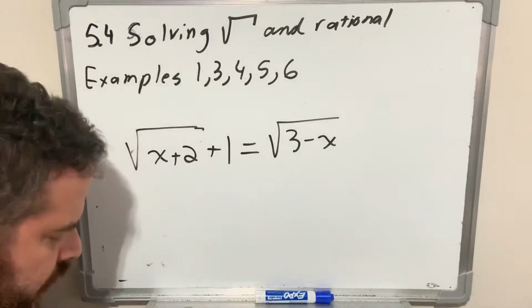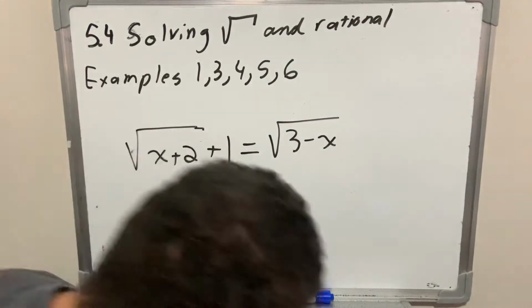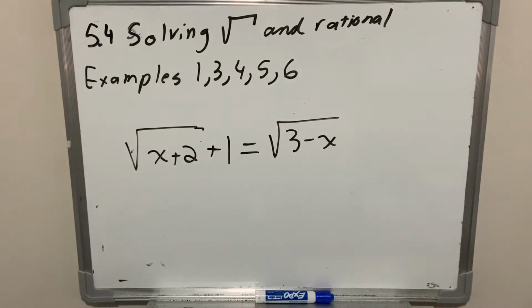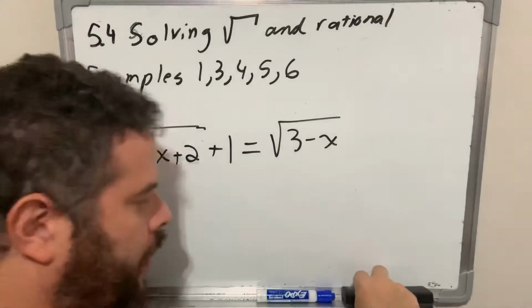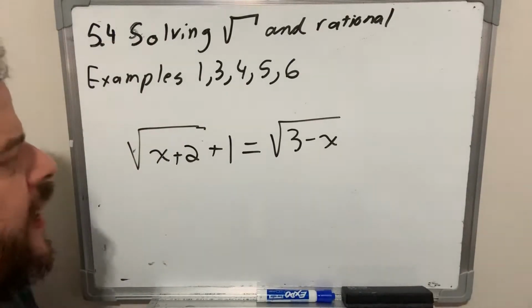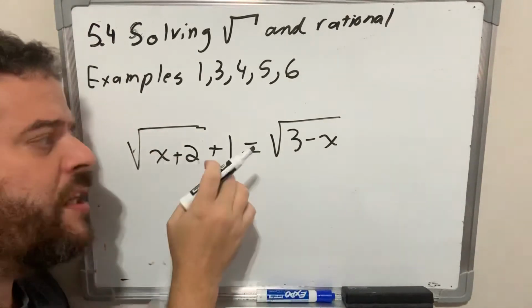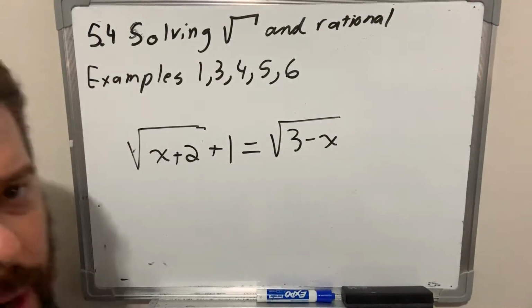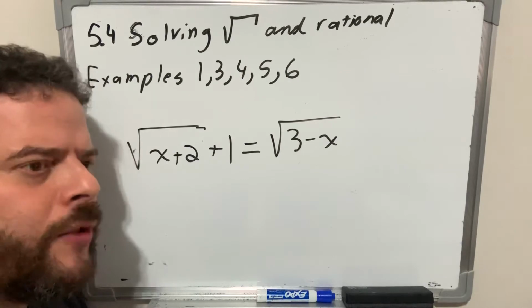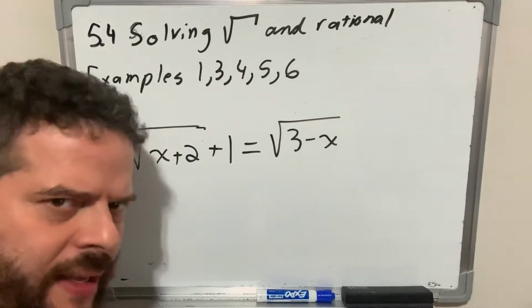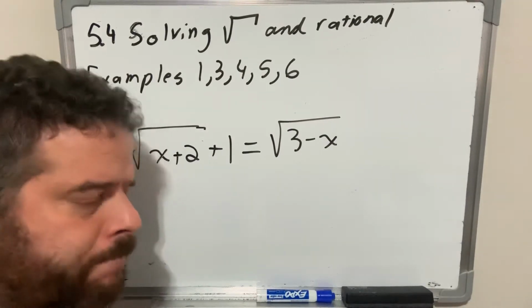Every time you see two radicals and a number that is added or subtracted from one side, or a variable, just an element added on one side or the other, it complicates things, and you'll see why.